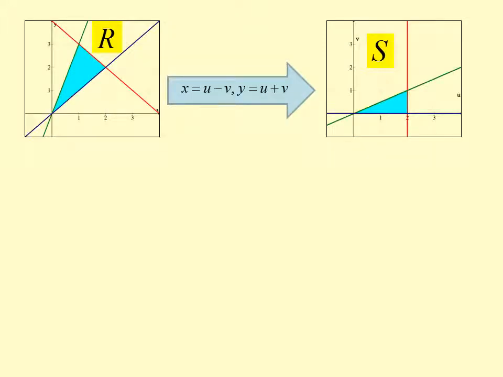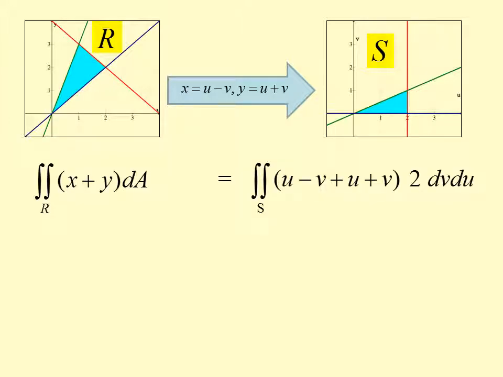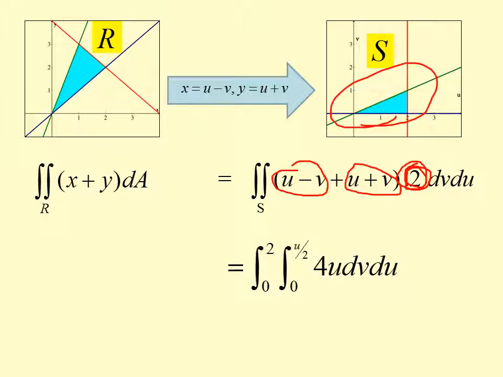And so the integral then would look like this. Our x is u minus v, y is u plus v, so we substitute the x and the y. We have the Jacobian, and then the region that we describe in the UV plane would be v going from 0 to u divided by 2, and u going from 0 to 2.